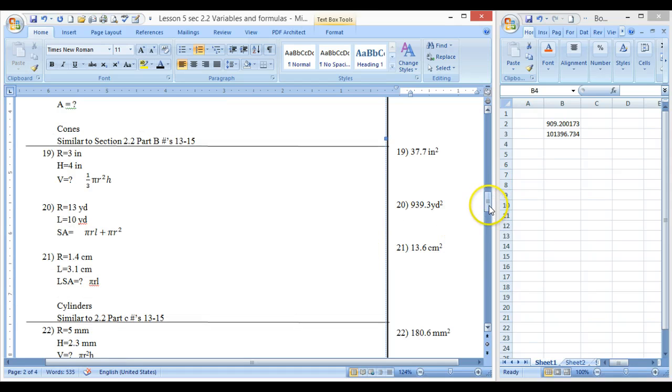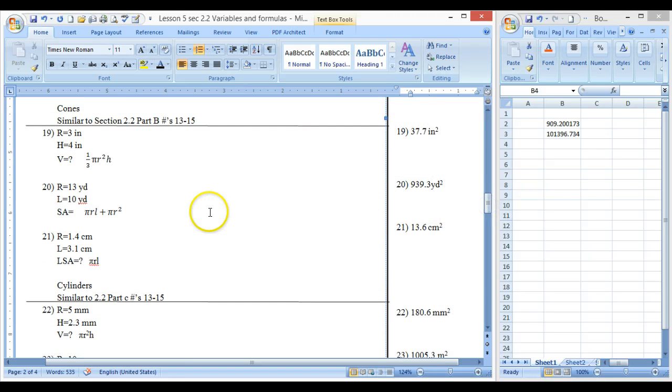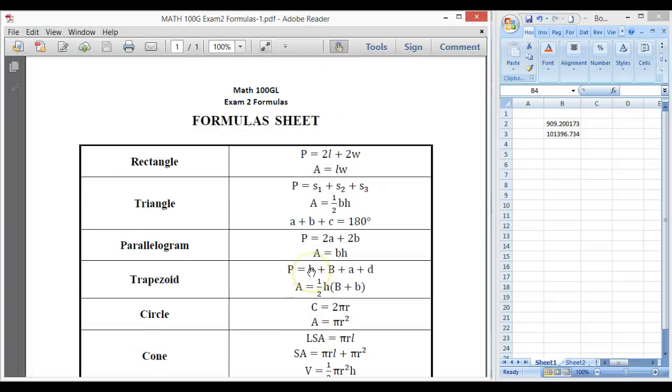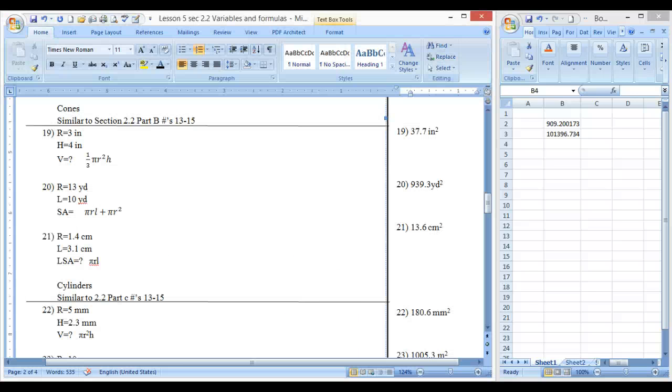Okay, now let's move on to some more formulas. This is working with cones and then cylinders, and these formulas are also found on your sheet, which again I suggest you print out and just keep on hand. Okay, I've already typed in the formulas here just so that I don't have to flip back and forth.